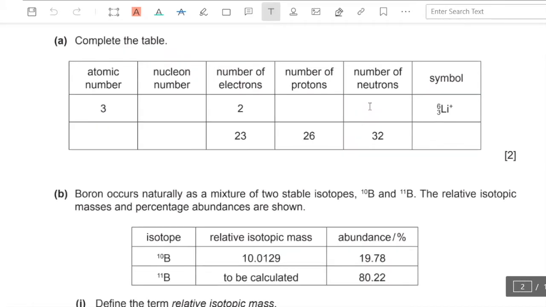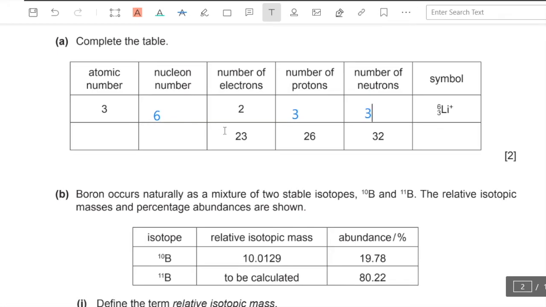Nucleon number is basically the number of protons plus the number of neutrons, and that is the mass number over here, which is 6. Number of protons is basically the atomic number, which is 3, and the number of neutrons can be calculated by subtracting the number of protons from the relative atomic mass. So 6 minus 3 is 3.